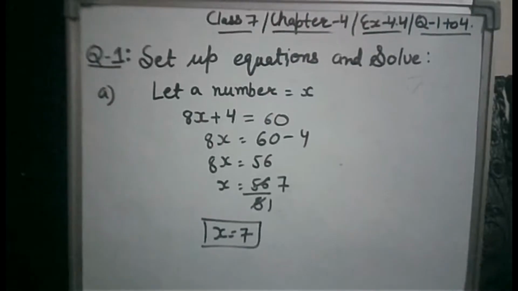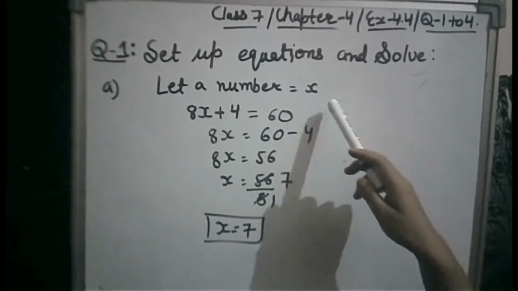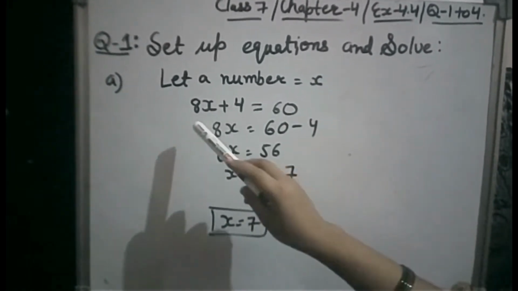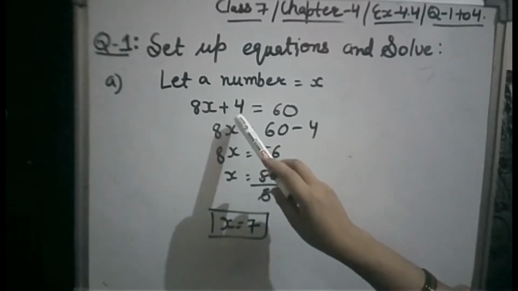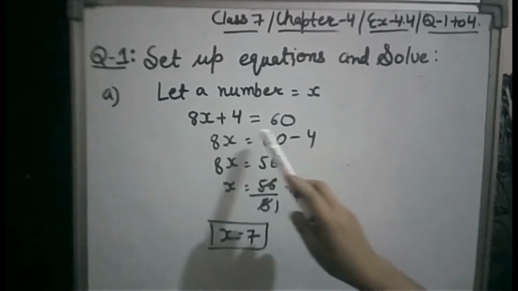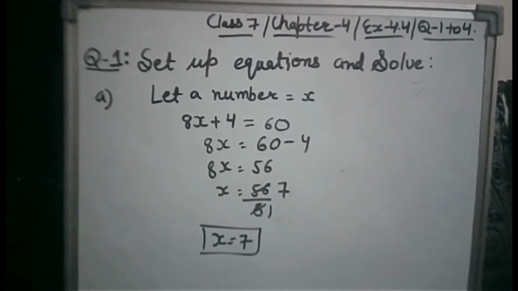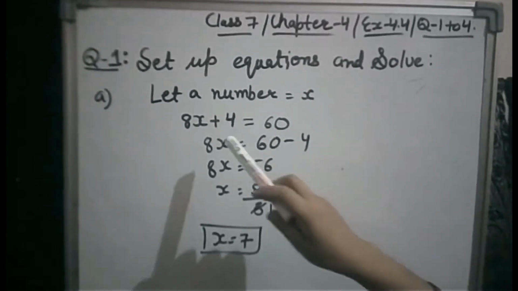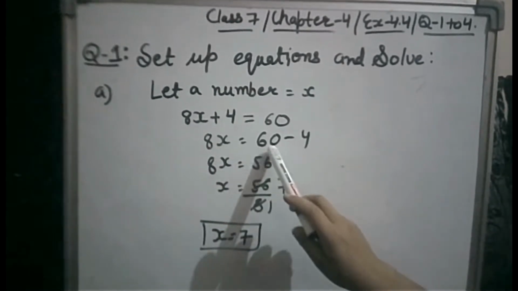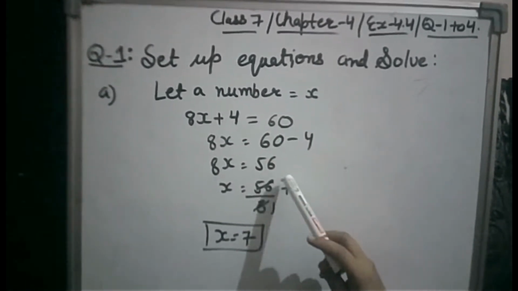Got it, students? So first of all, we start the solution. Let the number be x. In that x, 8 times x, when we add 4, what do we get? 60. So this is an equation. Now you have the equation. In exercises 4.2 and 4.3 we have done how to solve the equation. 8x + 4 is equal to 60, so that 4 will shift to that side. 60 minus 4 is 56.